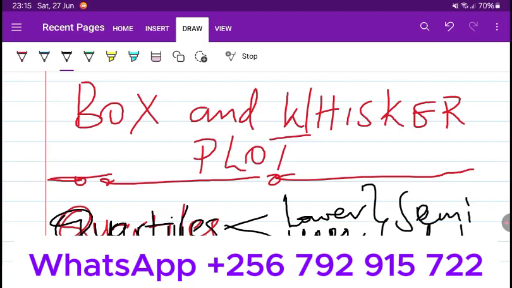I know we have not yet looked at the measures of dispersion and the measures of central tendency. But as we get to those aspects, we shall look at the median, and the quartiles, both the lower and the upper quartiles. So a box and whisker plot, as I've said, most of the time is called a box plot.